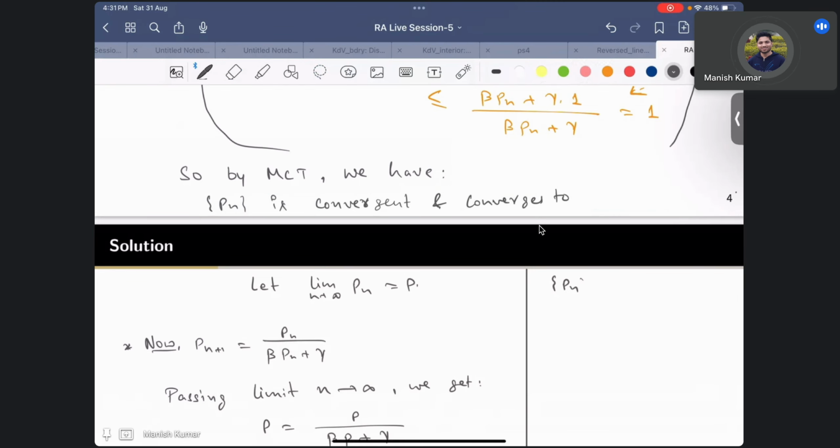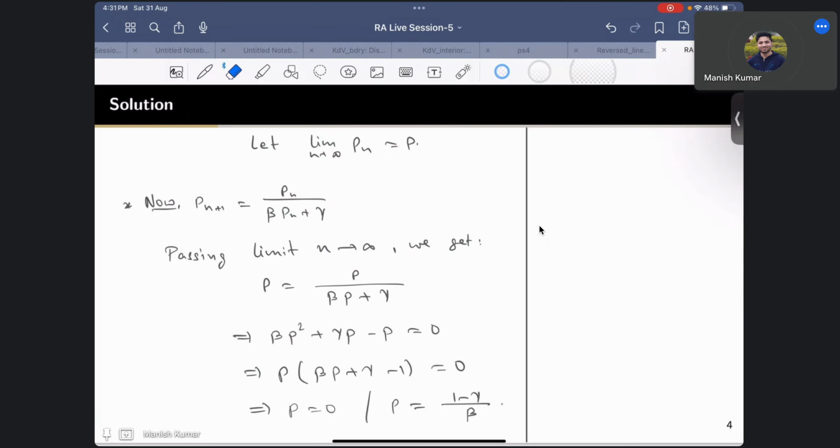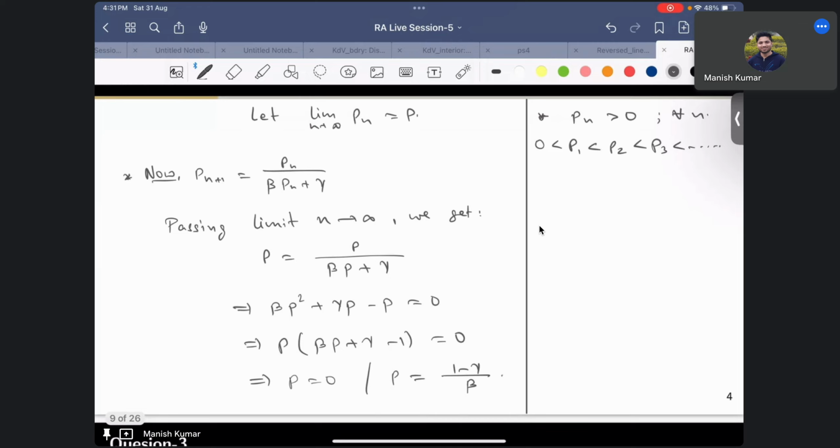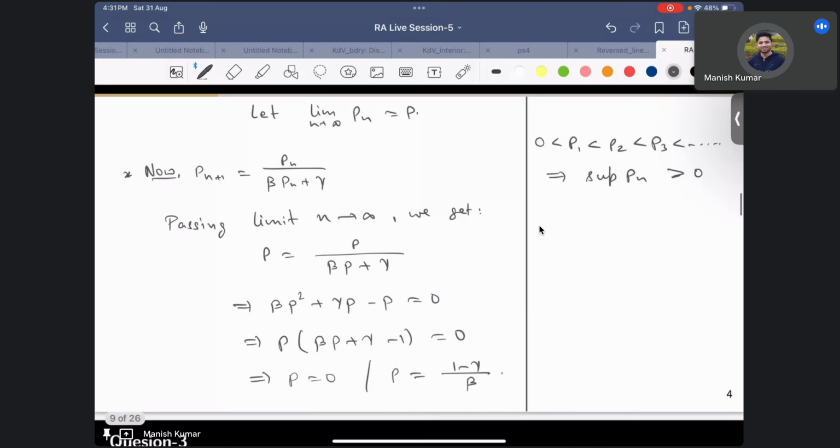Okay, now you tell me, is it possible that the supremum of this Pn is equal to 0? Can this happen? You have already noticed that Pn is greater than 0 for all n, and Pn is continuously increasing, right? So we know that P1 is less than P2, which is greater than 0, then P3, and like this it is increasing. So obviously the supremum of this sequence cannot be 0. This implies that the supremum of Pn is not equal to 0, and in fact it is greater than 0, right? That is for sure.